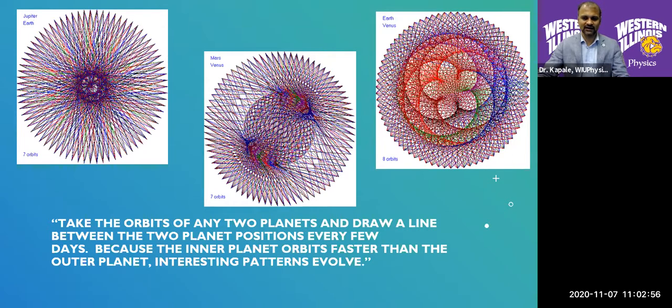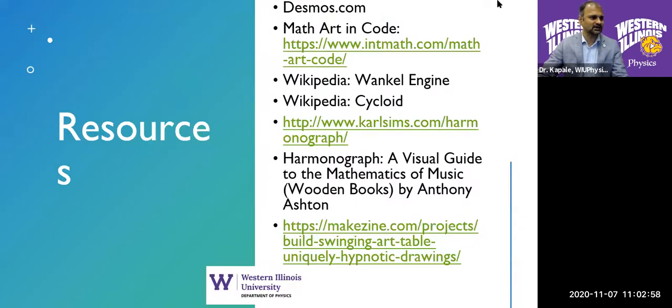Let's go on to the next slide where I show you all the resources. The top one, of course, is desmos.com, which is a graphing calculator available for free. You can all download it and play with it. If you want to learn about coding to generate mathematical art, there's another very cool website that you can use. I use Wikipedia for several of the pictures that I showed you, but I have replicated them in Desmos as well, as I showed you.